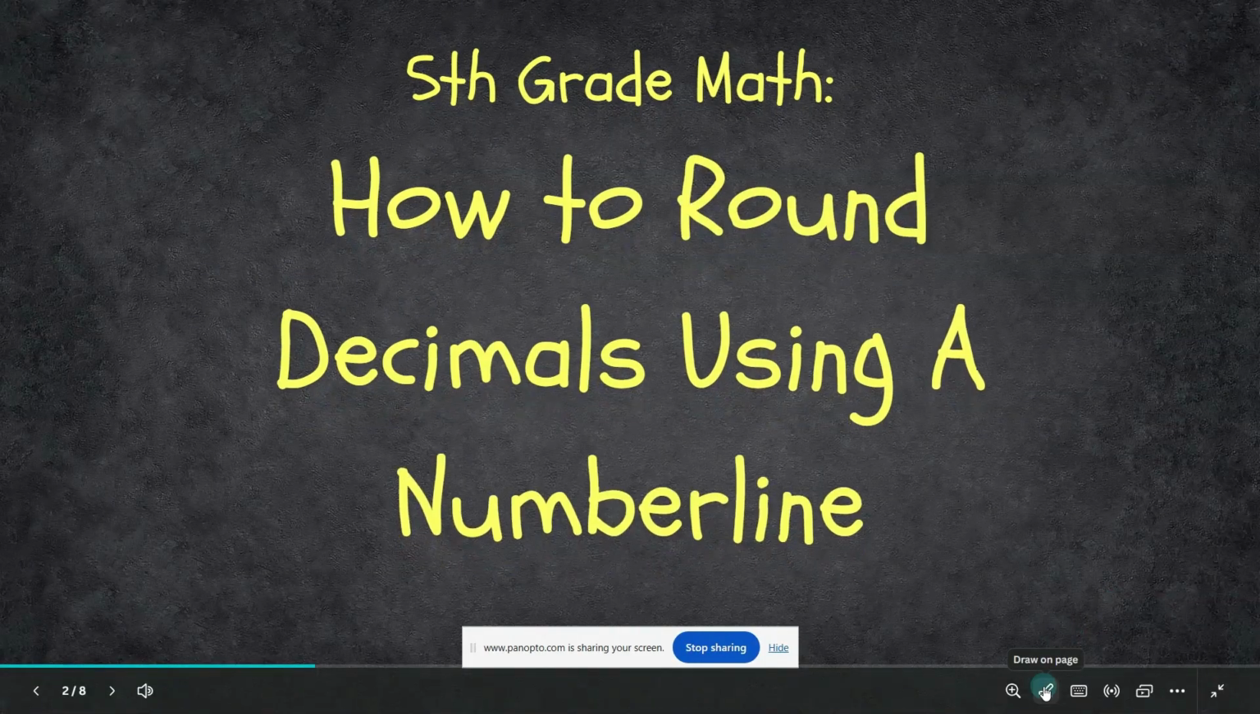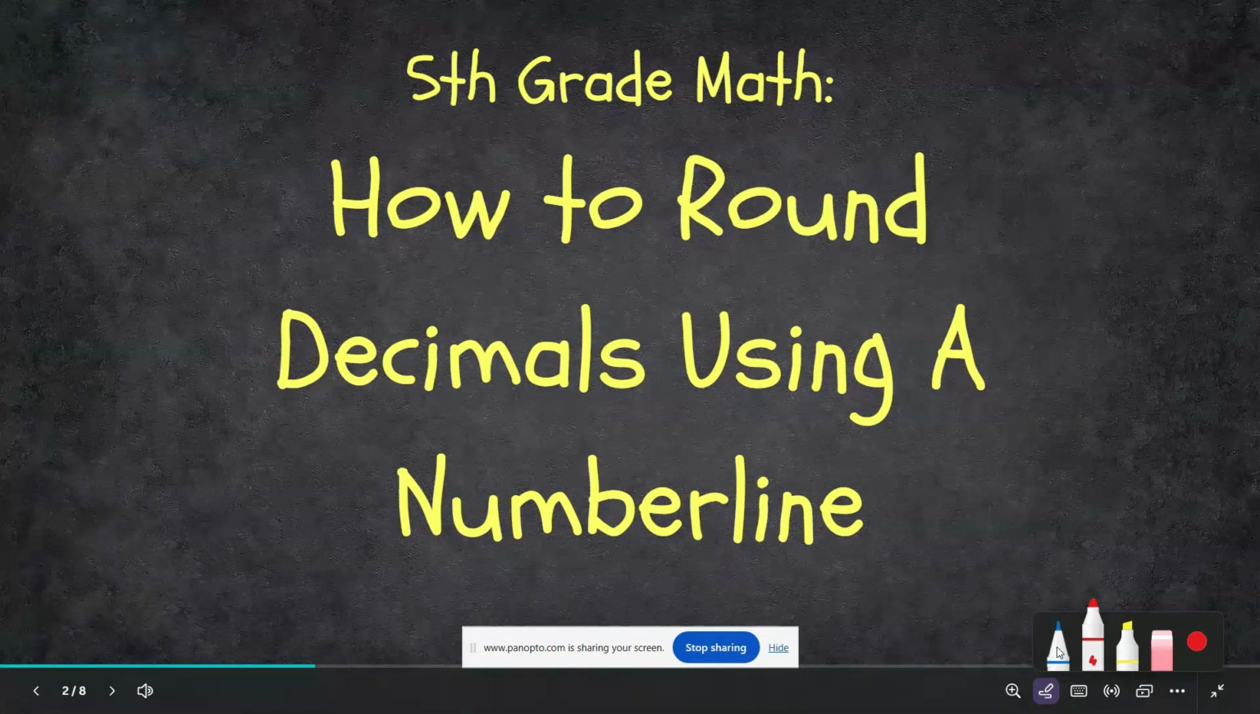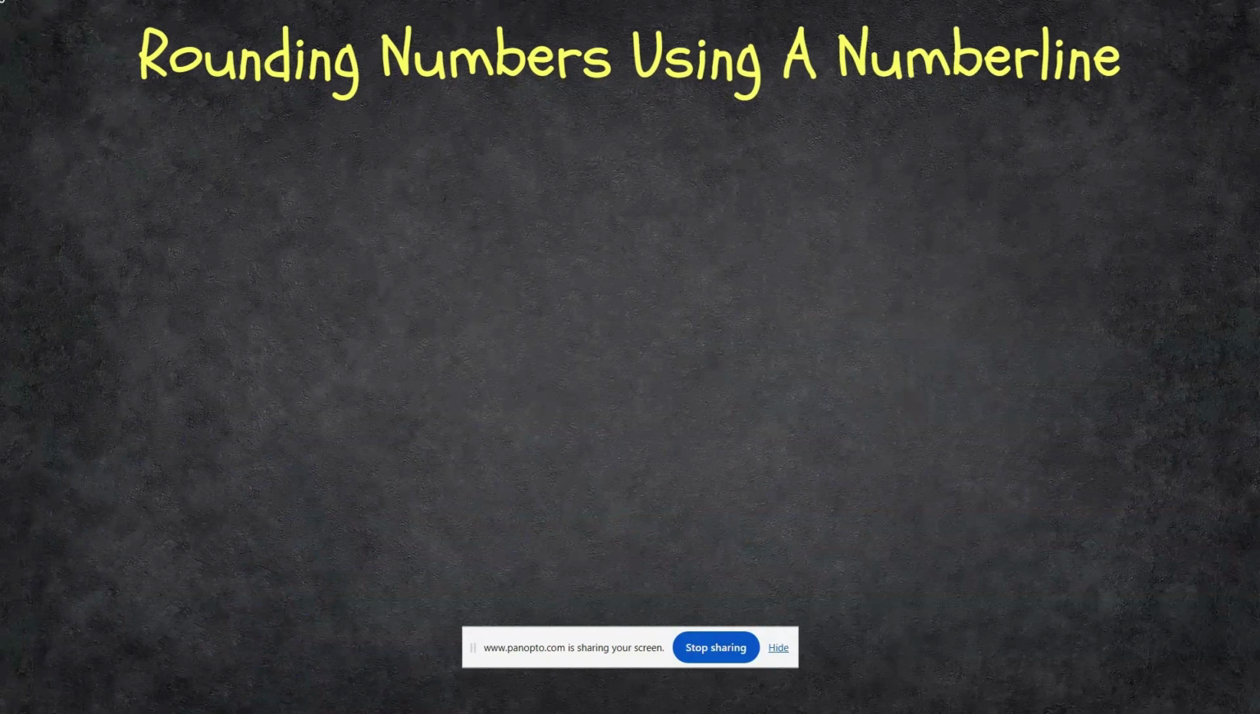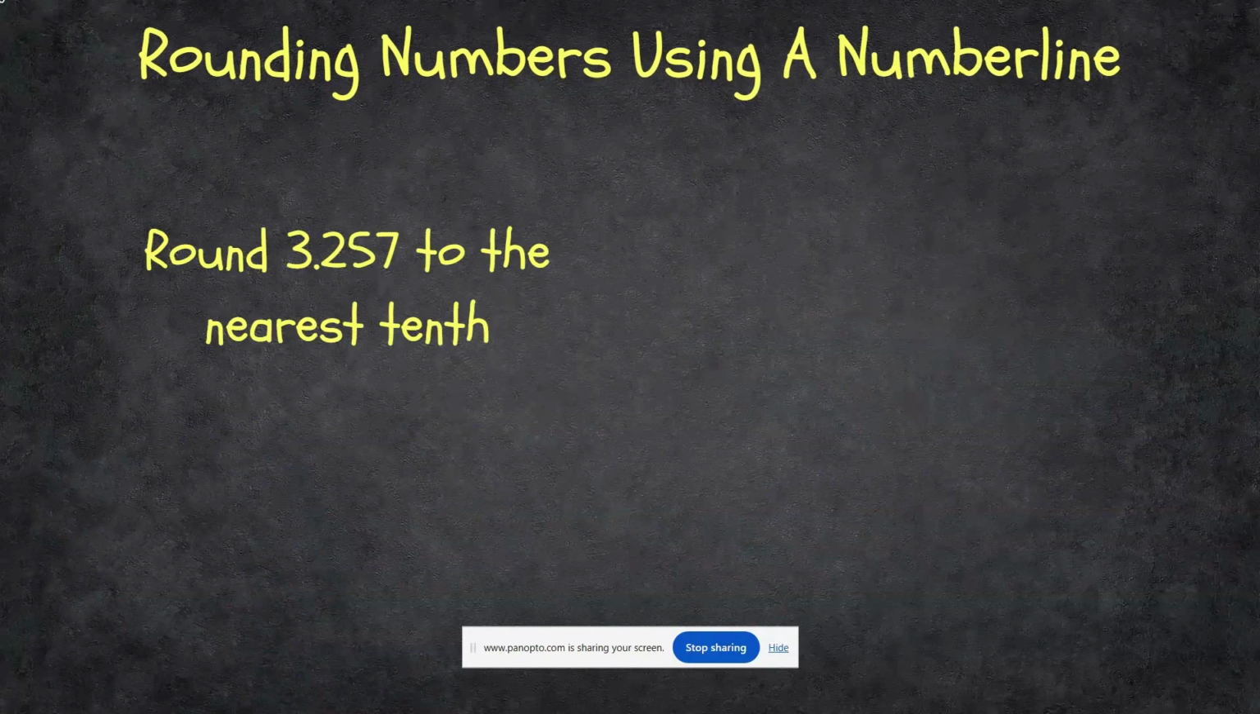In the last episode, we were using a saying: if it's 4 or less, let it rest. If it's 5 or more, let it soar. We're going to be using that same chant today, but we're going to be rounding our numbers on an open number line. So let's jump right in.